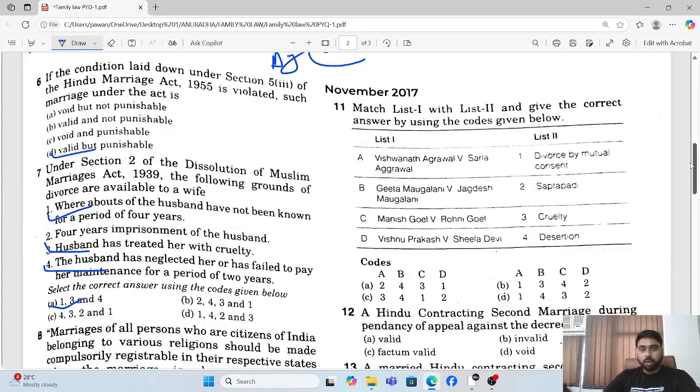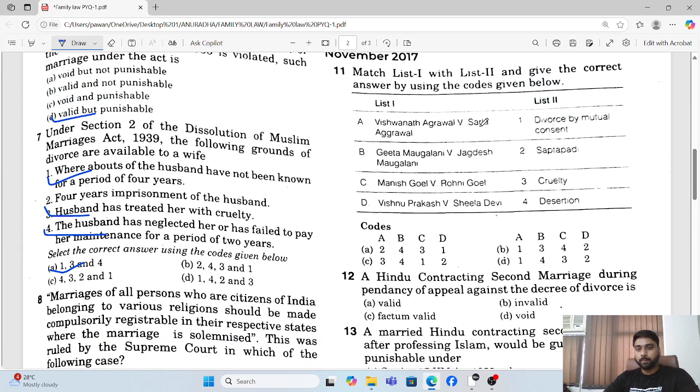We go upwards. Again a match the following question comes. The first case is Vishwanath Agarwal versus Sarla Agarwal, which is always a cruelty case. Geeta Mugdalani versus Jagdish Mugdalani is always a desertion case. We remember these case lines. Manish Goyal and Rohini Goyal is about divorce by mutual consent, and Vishnu Prakash and Sheela Devi is about the Saptapadi. So the answer is 3, 4, 1, 2. 3, 4, 1, 2 is C.